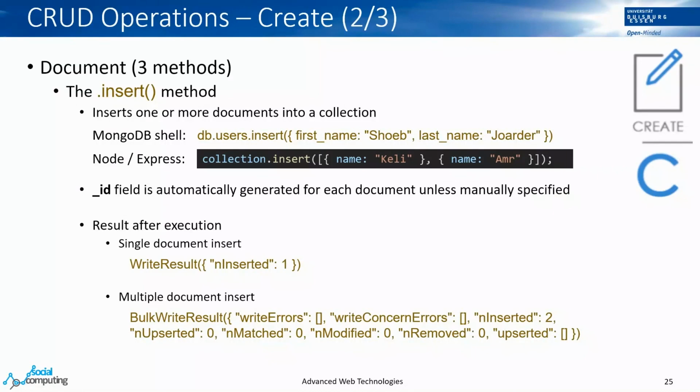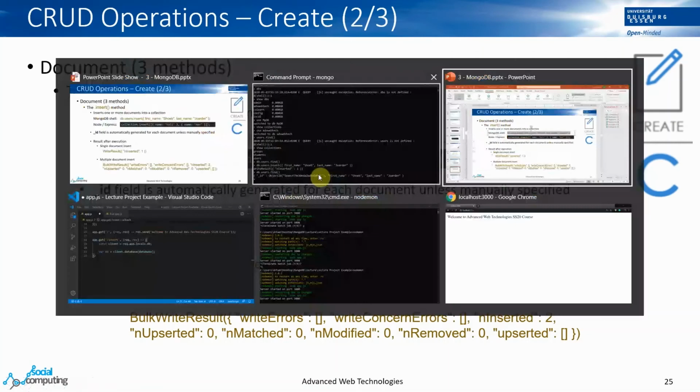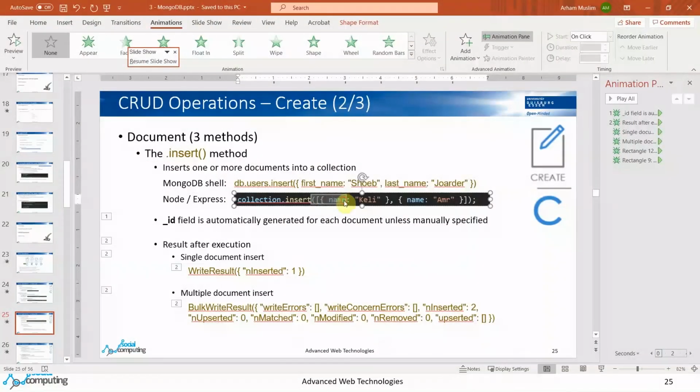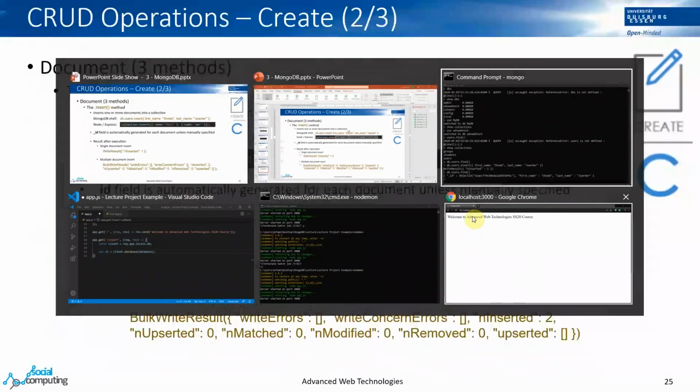And once you execute this command, you get a result, which we already saw, that says WriteResult nInserted 1, which means the number of items inserted in the collection is 1. So this result is shown when you are trying to insert only one document. But let's say you are trying to insert multiple documents. Let's copy only this information here, and then we execute this in our shell.